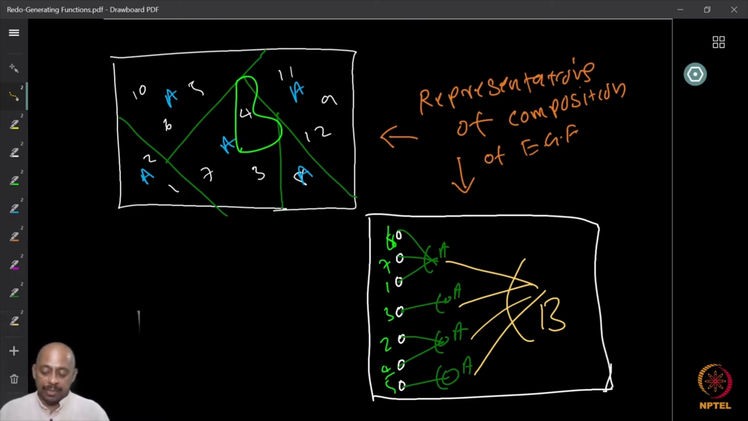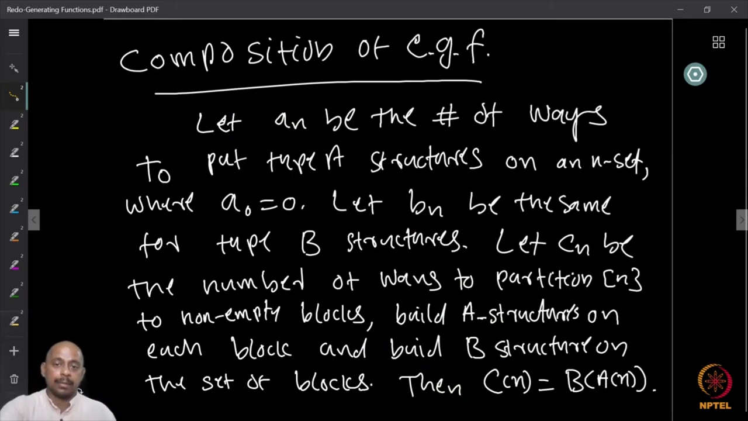And then once we have this, take each of these A structures, and considering them as elements, I make a B-type structure on the set of all A structures that we have. So this is what we mean by the composition in the exponential generating function. So now one can ask what is the proof that C(x), B(A(x)), precisely counts the number of C type structures. So this is something that we want to do.